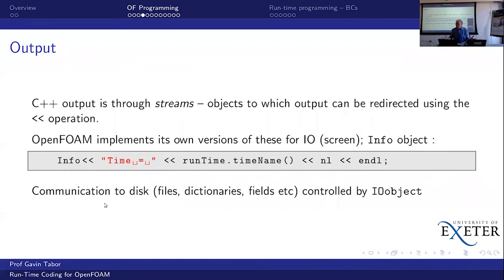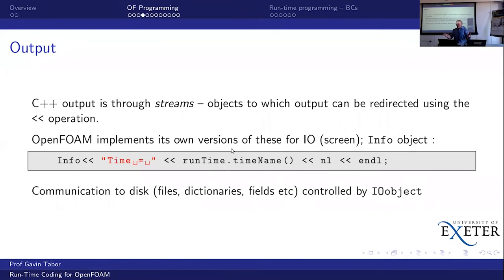Now, one of the basic aspects we need to do here is to be able to communicate from our application to the user. So we need to be able to write out to the terminal. And in C++, this is done through streams, an object that you redirect output to. OpenFOAM, exactly the same, but its own version. So if you look at the code, you'll see things like Info, redirect a string like this, which basically writes out time equals and writes out the value of the time and then puts a return character there. I'll come back to this statement here, but it's quite interesting in a minute.